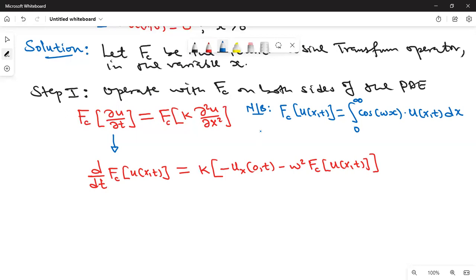Now, let's see, we are given the boundary condition. So the second step, you can write here step 2: apply the velocity boundary condition.